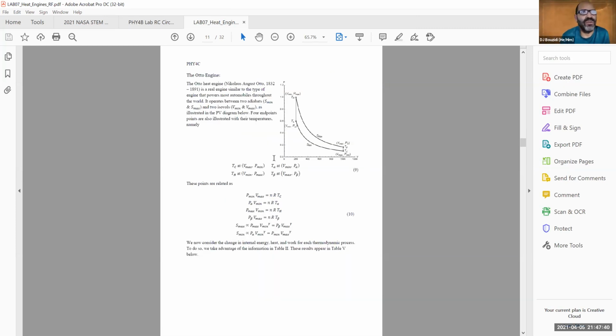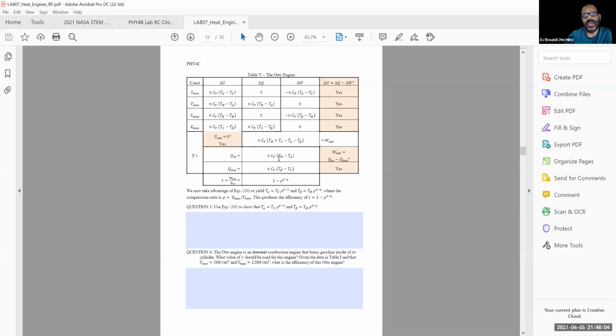This is the Otto engine that we did first before doing the Carnot cycle, the Carnot engine. All of these relationships, we did them in class today. This one is with high entropy, this is with low entropy, this is an adiabatic process. These are two isochoric processes. And this is basically how the Otto cycle looks.